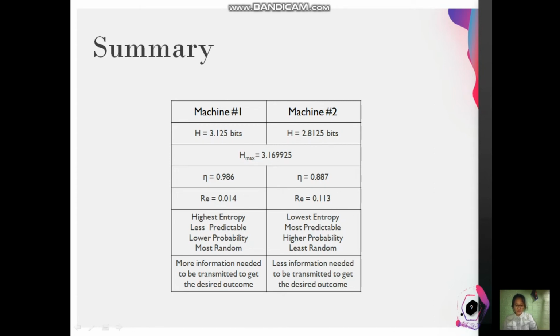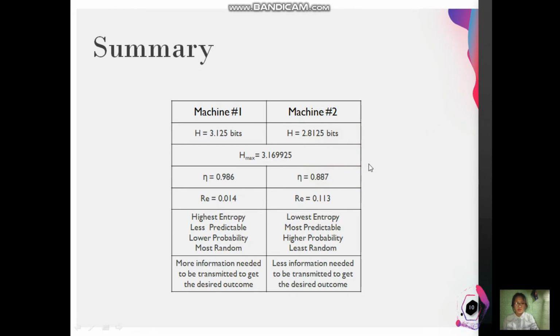We have also computed our maximum entropy, which is 3.169925. How did we get this answer? We solved it using this formula: H equals log base 2 of M, where M is the number of your resulting letters. Mine is 9, so log base 2 of 9 is equal to this.